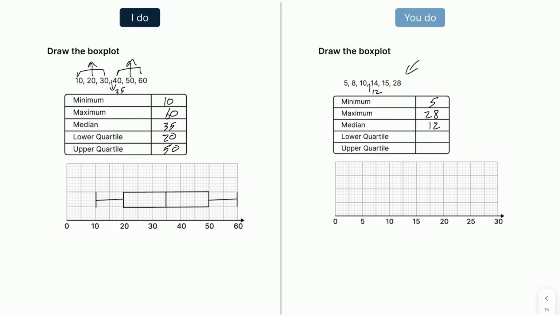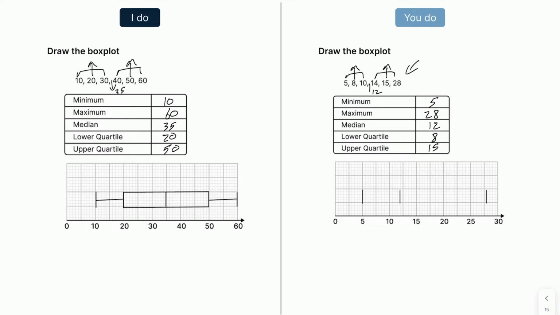The lower quartile is whatever's left over. The middle of it, so that's 8. And the upper quartile is the middle of whatever's left over, so that's 15. If I plot that, so that is a 5 there. 26, 27, 28. That is right there. And then we have the median at 12, so that's 11, 12.